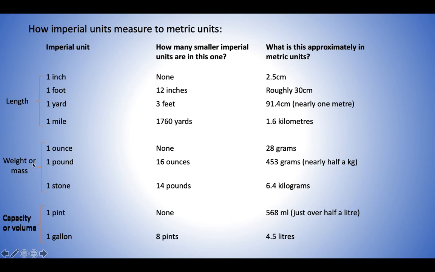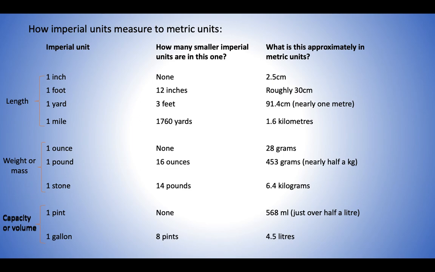Now, 1 ounce is the equivalent to 28 grams, and there's no smaller imperial units than 1 ounce. That's the smallest one, okay? So 1 pound is the equivalent to 453 grams, which is nearly half a kilogram, and 16 ounces are equal to 1 pound. Okay, and then stone, that is equal to 14 pounds, and 1 stone is 64 kilograms.